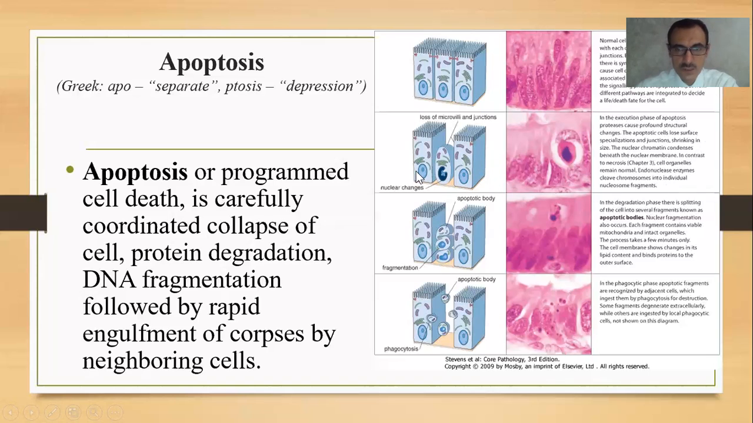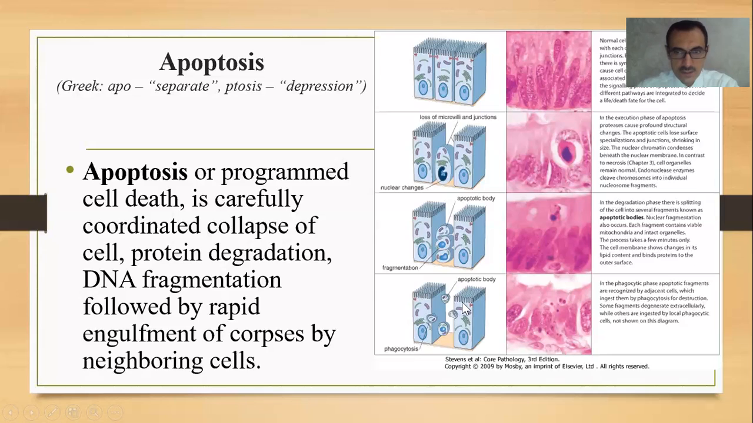into individual nucleosome fragments. Later, in the degradation phase, there is splitting of the cell, and nuclear fragmentation also occurs. Each fragment contains viable mitochondria and intact organelles. The process takes only a few minutes. The cell membrane shows change in its lipid contents and binds protein to the outer surface.